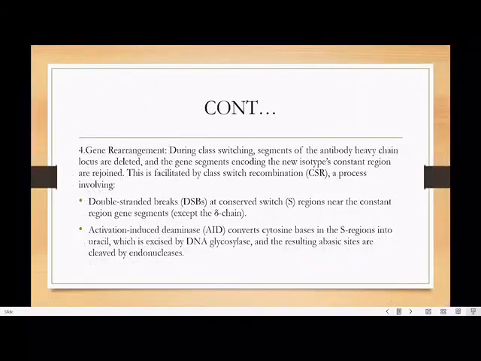We can go further. We see that there is gene rearrangement during the class switching. The segments of the antibody heavy chain locus are deleted, and the gene segment encoding the new isotype constant region is rejoined. This is facilitated by class switch recombination, a process involving double-stranded breaks at the conserved switch region near the constant region gene segment, that of the delta.